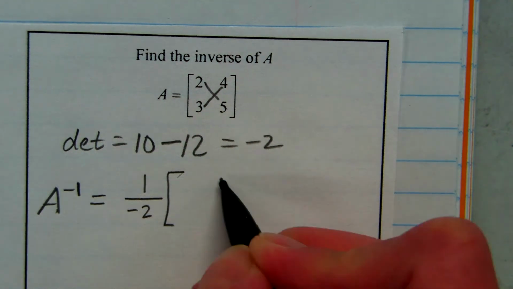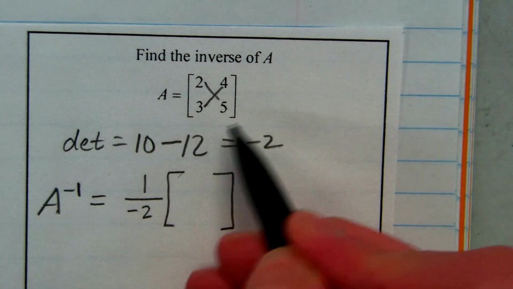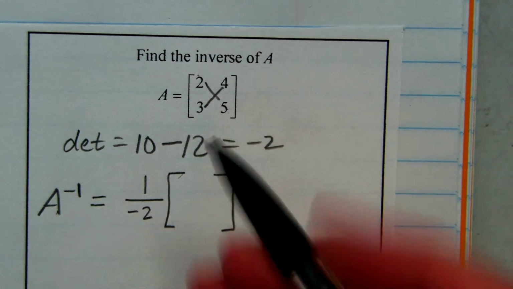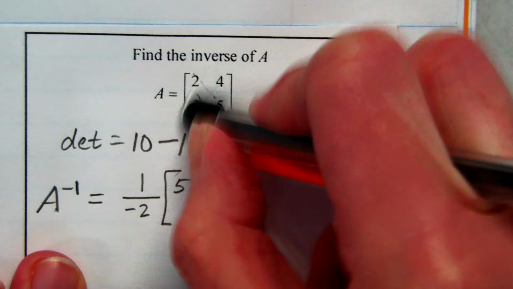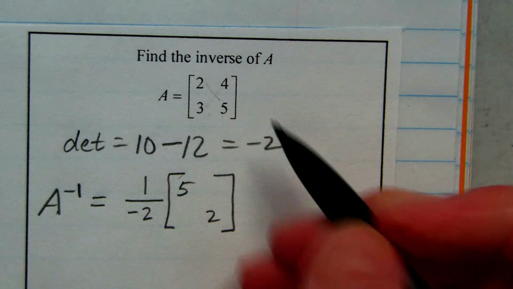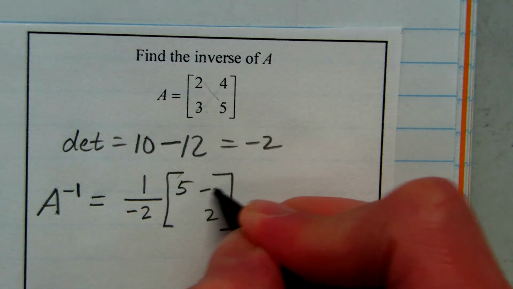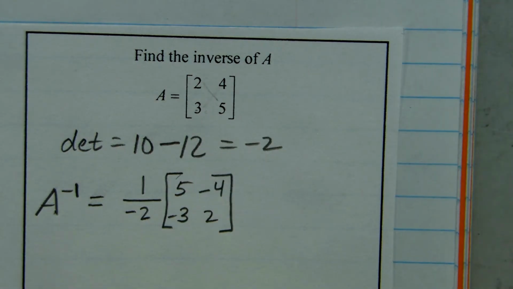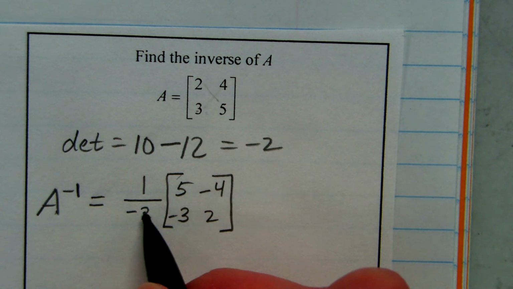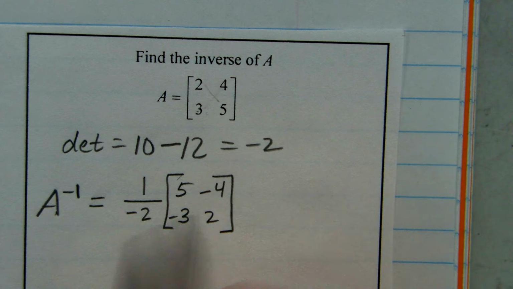And then we take our matrix and we're going to move around the numbers. So 2 and 5 switch places. It becomes 5 and 2. And then the 4 and 3 stay in place, but we're going to change the signs to make those negative. That's right. And then your last step is to distribute this -1/2 to everything inside, so you're just left with a matrix.